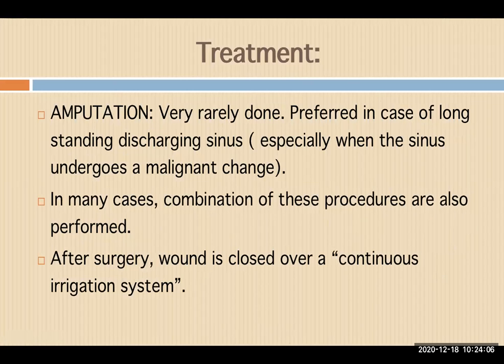Now, amputation is very rarely done in case of chronic osteomyelitis. Sometimes it may be necessary, especially if there is a malignant change in the discharging sinus. Even amputation is necessary. And in many cases, a combination of these procedures is done. So this is how chronic osteomyelitis is treated.